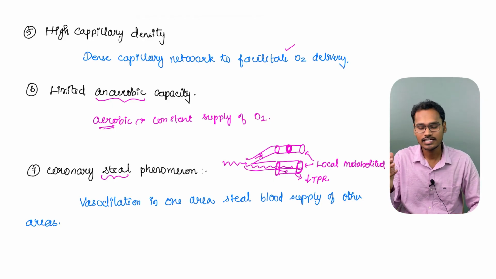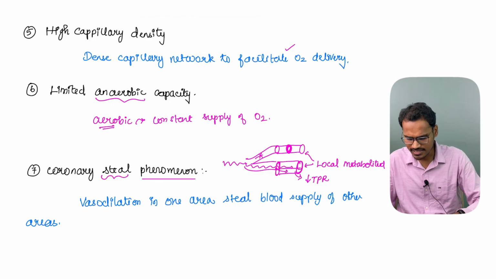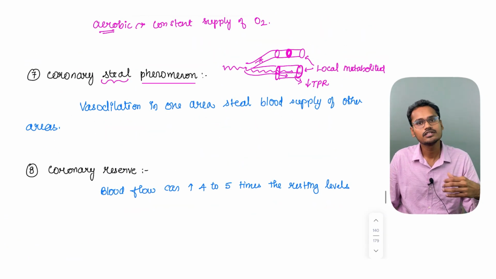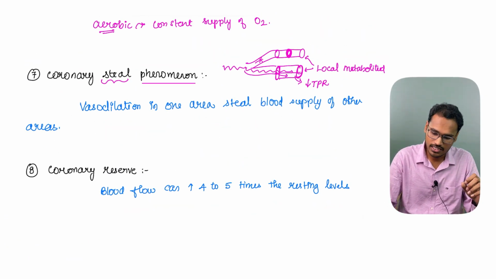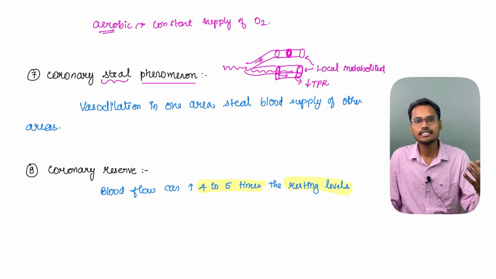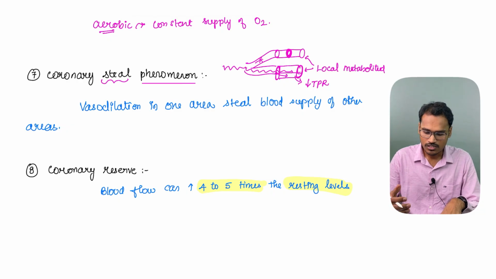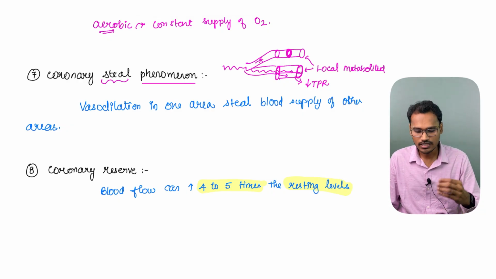So this is again a disadvantage. This is called the coronary steal phenomenon. Next, the coronary reserve. The coronary reserve is extremely high, which is very good. It can increase the blood supply up to 4 to 5 times the resting levels. So from 250, it can easily reach 1000 ml or around 1250 ml whenever there is a requirement. So these are all the special features of the coronary circulation.